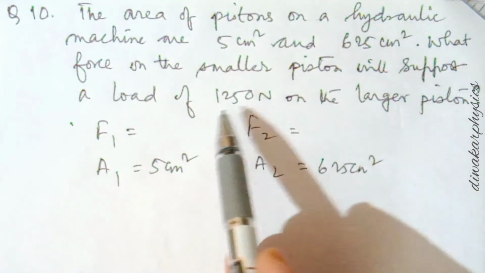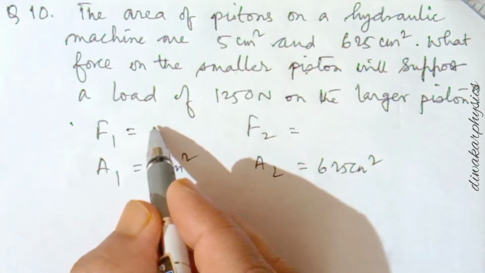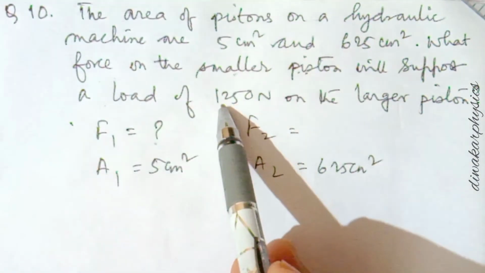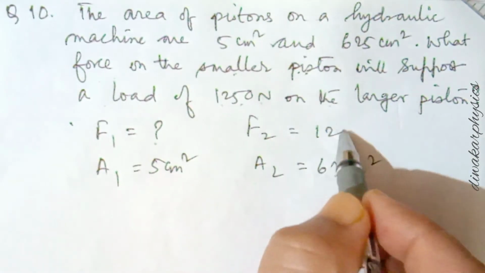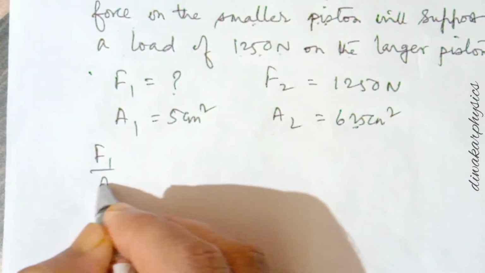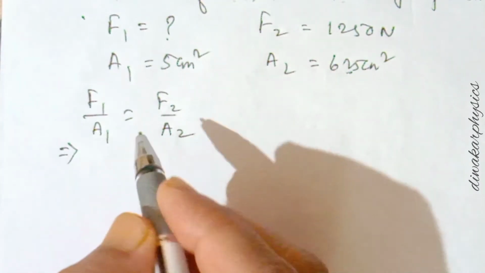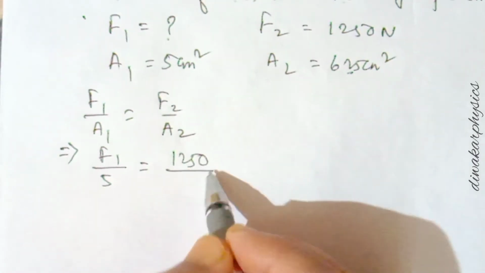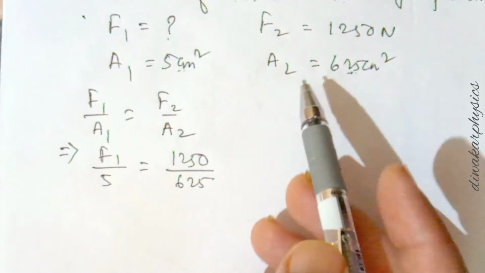Now what force on the smaller piston? So you have to find the force F1, because you have to find the force on the smaller piston. It will support the load of 1250 Newton on the larger piston. That means on the larger piston, larger area, this force is acting. So it is very clear. So once you decide this, the next part is very simple. F1 by A1 equals F2 by A2. Then simply solve. So here, as I told, both areas are in the same unit, so no need to change.